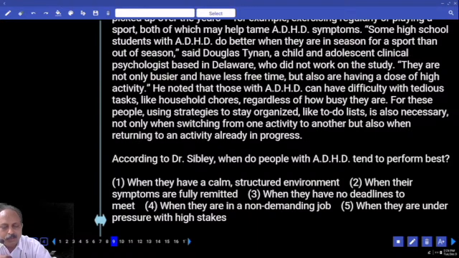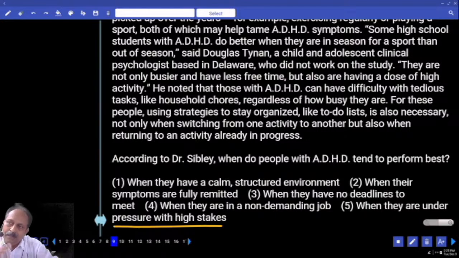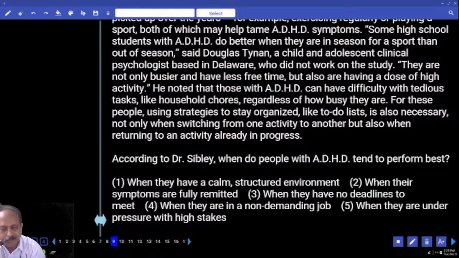According to Dr. Sibley, when do people with ADHD tend to perform best? When they have a calm, structured environment, when their symptoms are fully remitted, when they have no deadlines to meet, when they are in a non-demanding job, when they are under pressure with high stakes. Again mentioned in the passage. Answer is the fifth option.